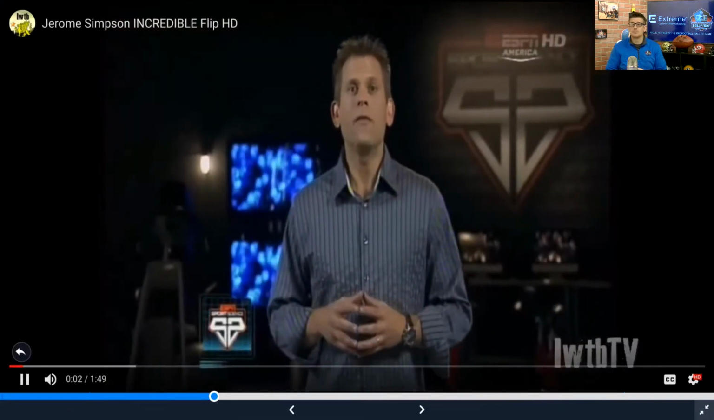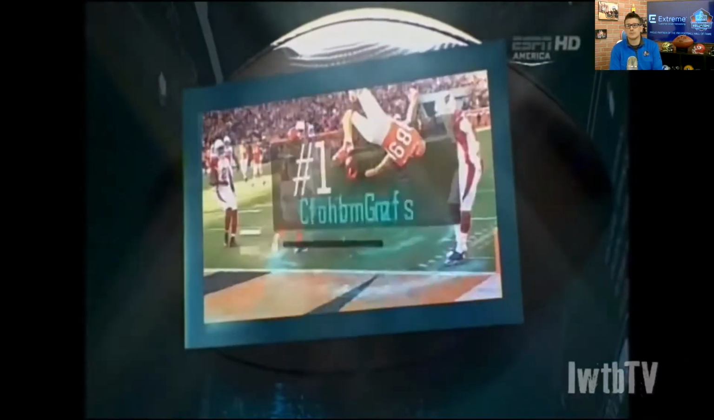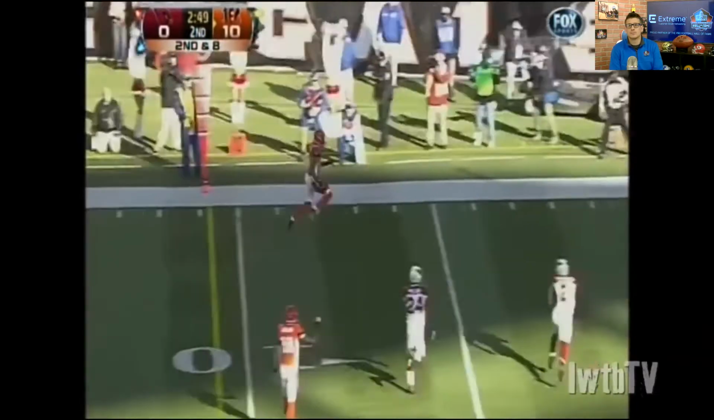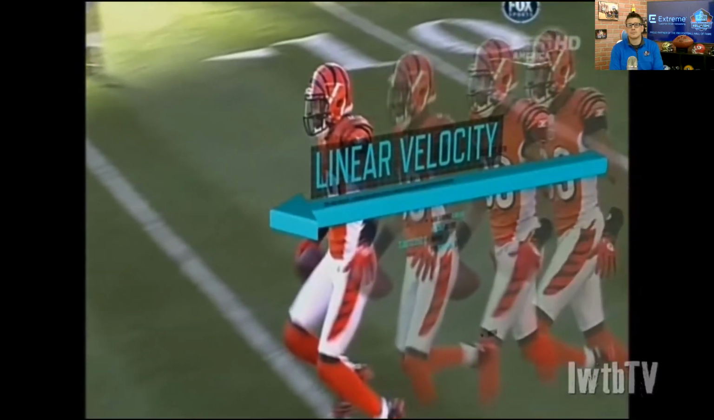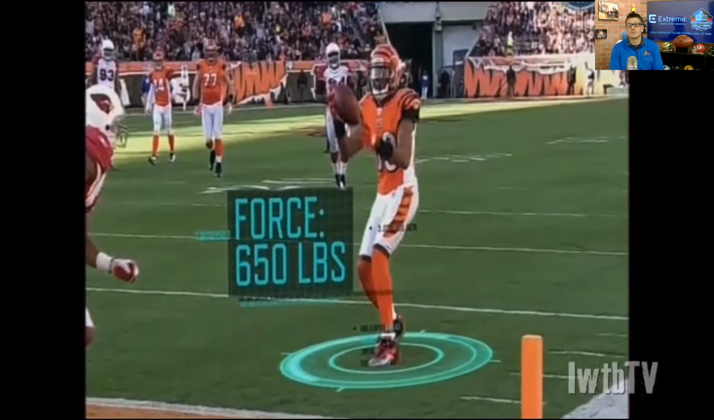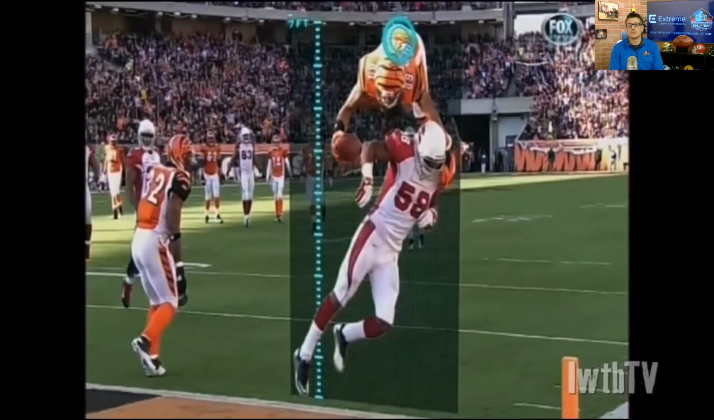In NFL folklore, there's the catch, the drive, and this season, a new phrase was created, courtesy of the Cincinnati Bengals' Jerome Simpson: the flip. And it's our top play of the year. Simpson approaches 6'2" Arizona defender Darrell Washington, he converts his linear velocity into angular velocity and pushes down with roughly 650 pounds of force. This propels his center of mass more than 6.5 feet in the air.